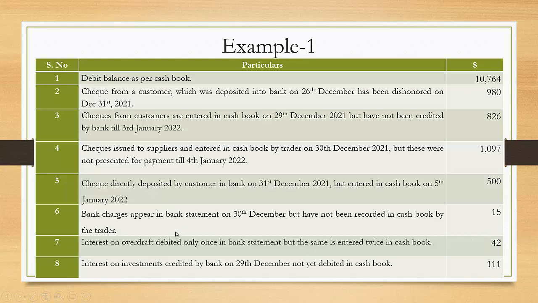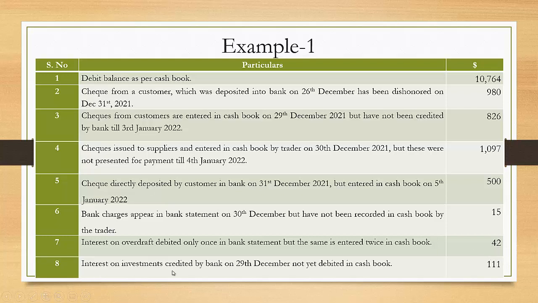The next is number 7, interest on overdraft debited only once in the bank statement, but the same is entered twice in the cash book. So by mistake, if one expense is recorded 2 times in the cash book, one time it needs to be added back to correct the mistake.